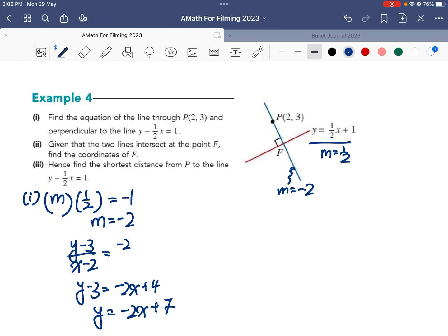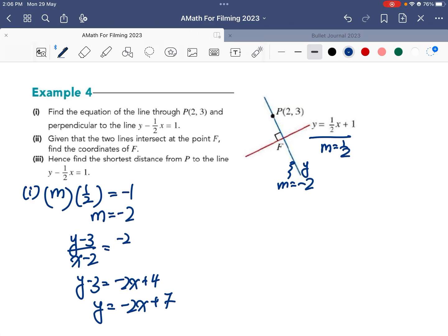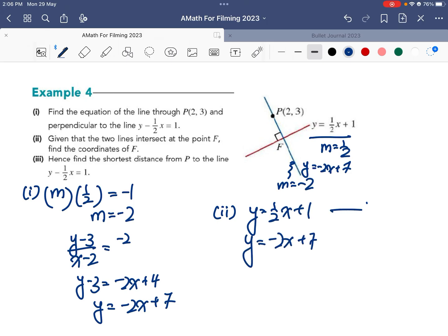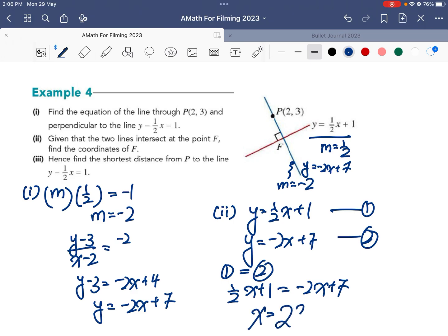Now, we want to find the coordinates of F. F, if you notice, is the intersection between this line and this line, and for the line through P, we now know that y equals -2x plus 7. We can resolve this by solving them as simultaneous equations. This is equation 1 and this is equation 2. So I put equation 1 equal to equation 2. Very quickly now, if I solve, my x value is 2 and 2/5.